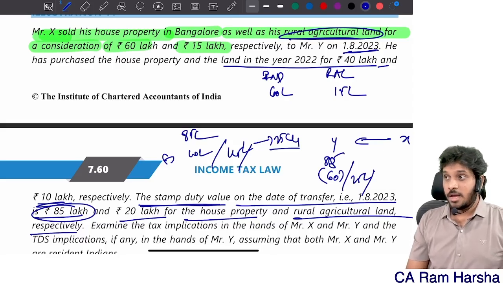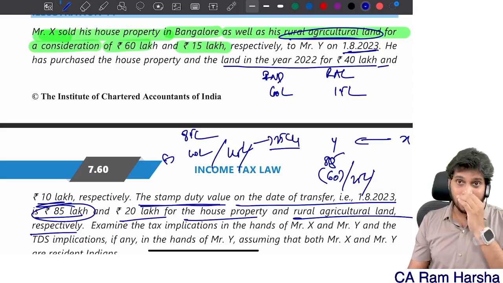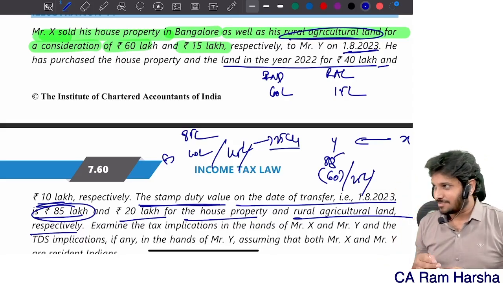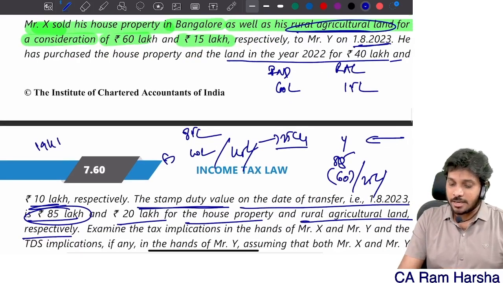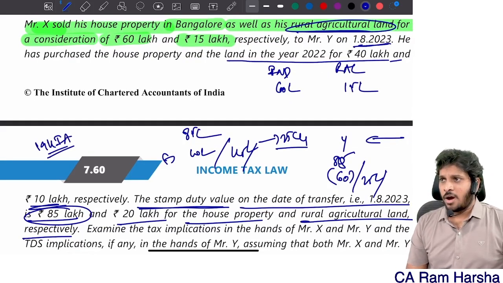Yes or no? Now, what is the tax implication in the hands of Y? Because Y is purchasing now. Y has to deduct TDS under 194IA. How much does he have to deduct as TDS?